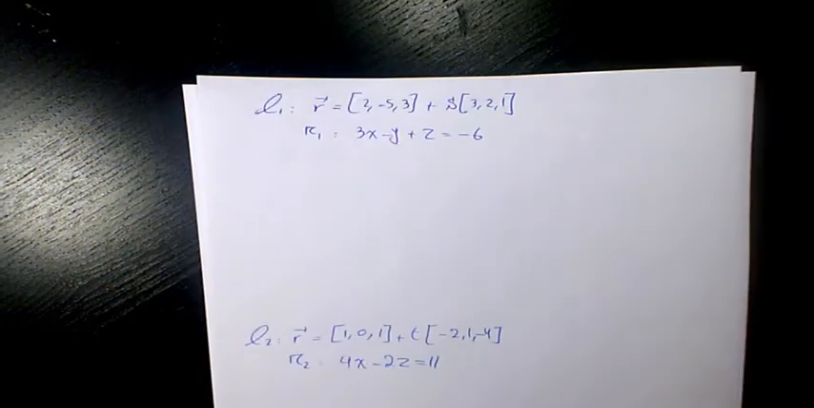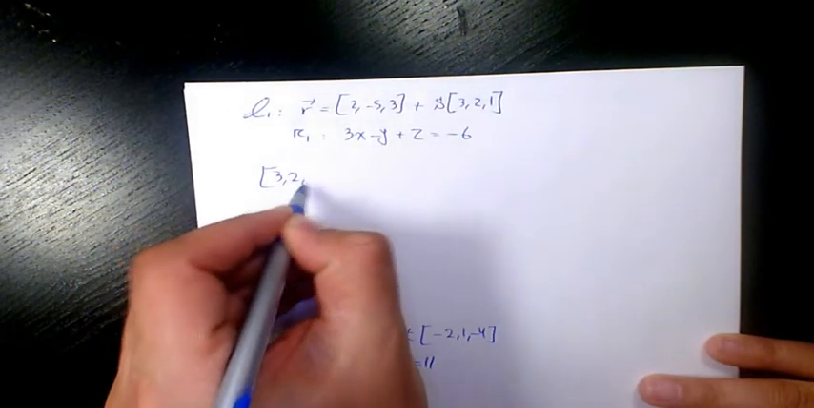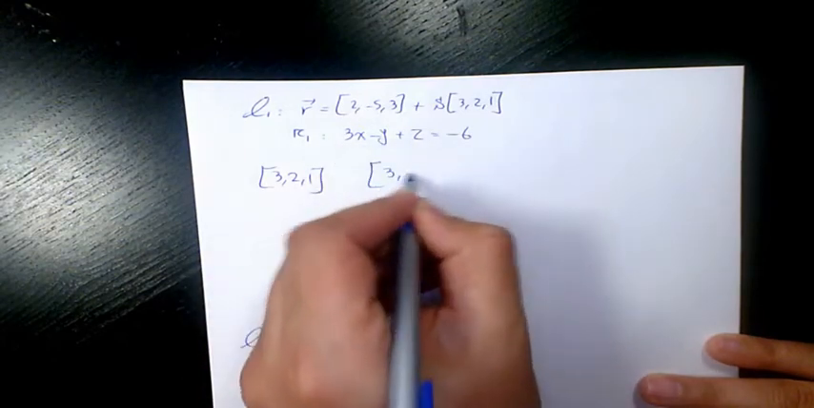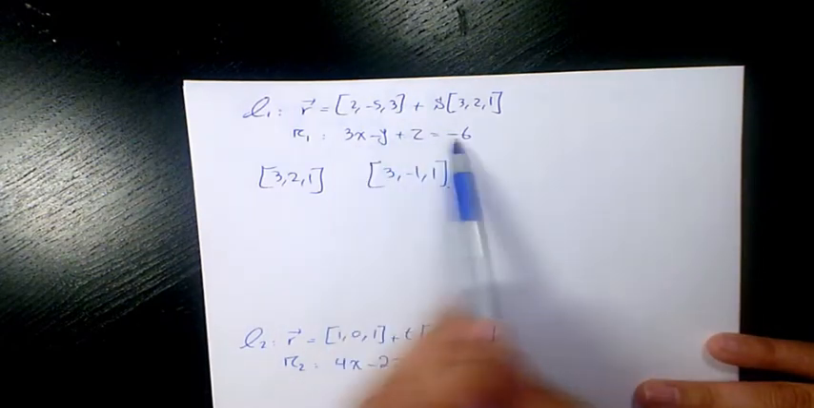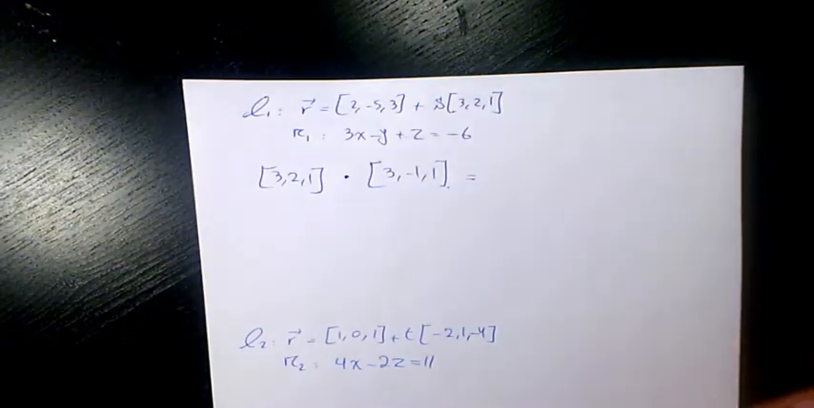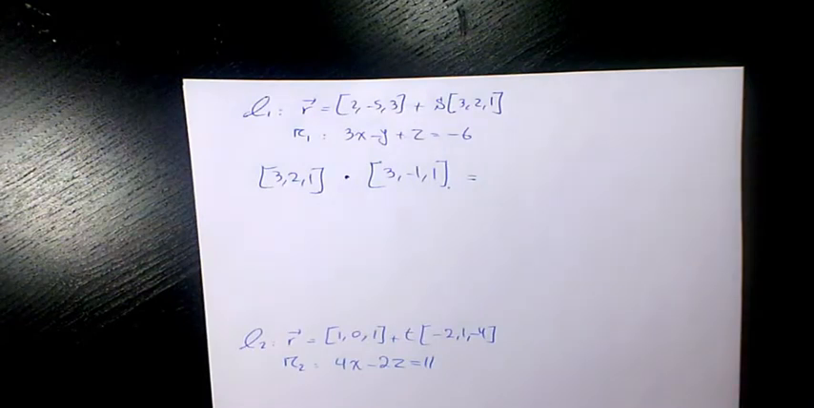So now in this example, without solving, determine if each line intersects the plane. Here the direction of the line is 3, 2, 1, and the normal vector for this plane is 3, negative 1 and 1. If the dot product of the normal vector and this direction is 0, it means that they are perpendicular, so the line and plane are parallel.